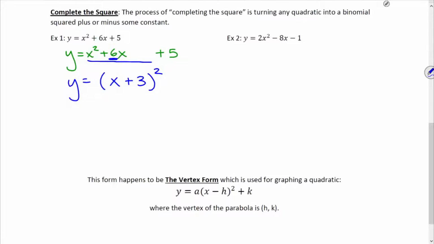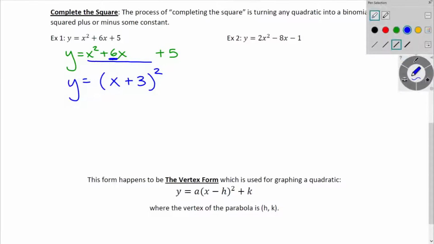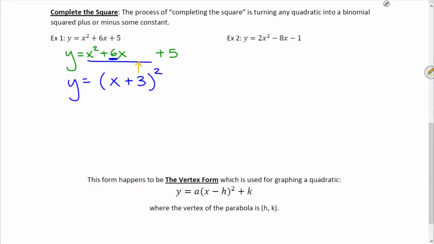Okay, so what would this term have to be? Well, I also noticed that the term here is that 3 squared, so it must be a plus 9. So that pattern we saw before, as half and then squared, is really useful in this process. So x squared plus 6x plus 9 is exactly the perfect square trinomial that I need to make the square x plus 3 squared.